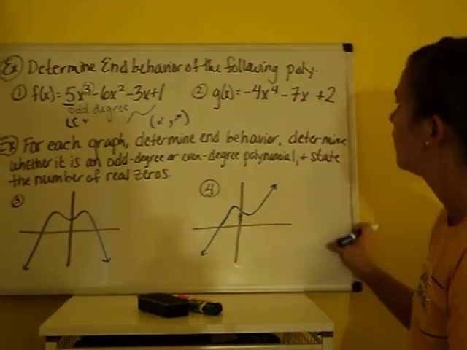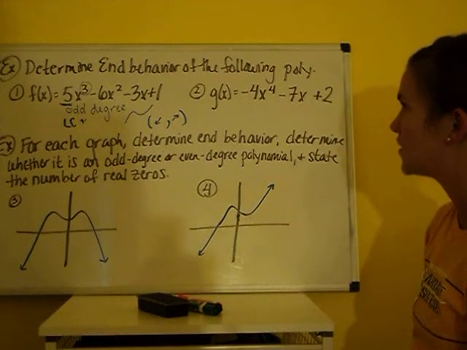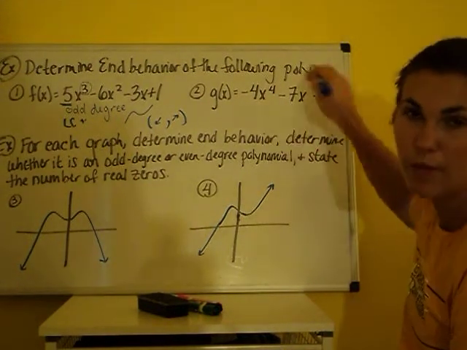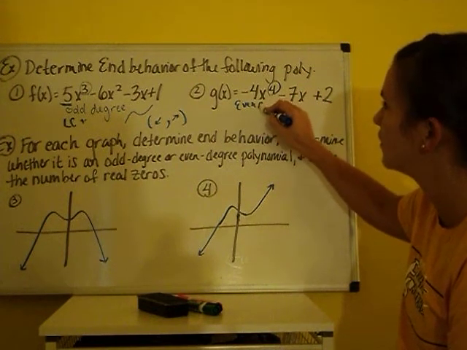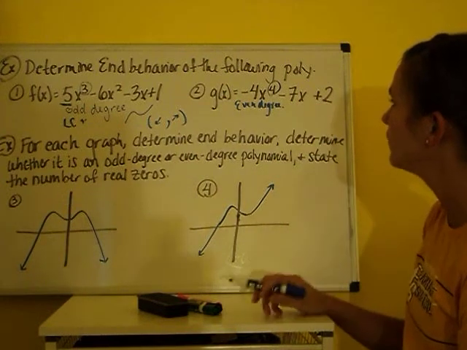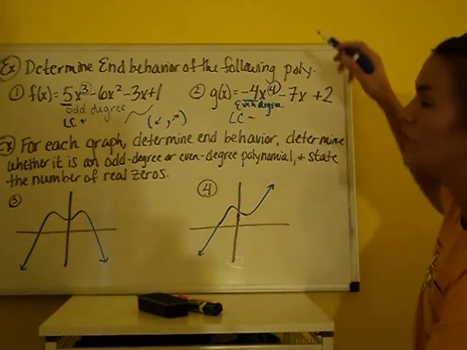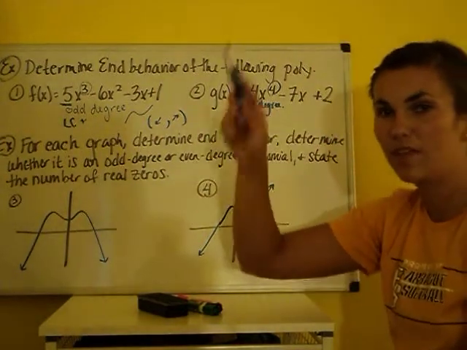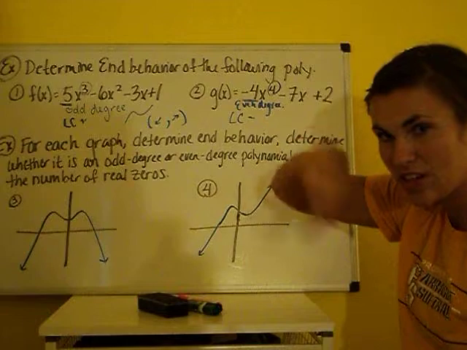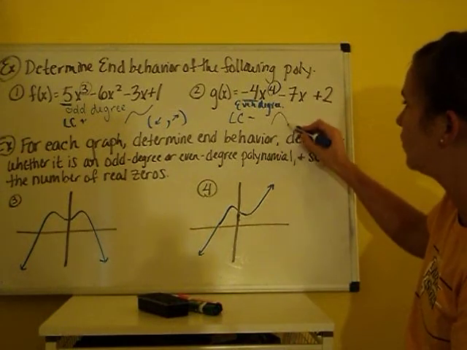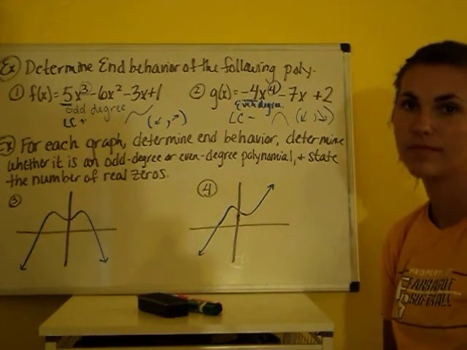Okay? Over here we have g of x equals negative 4x to the fourth minus 7x plus 2. We want to look for the degree of the polynomial, so look for the biggest exponent. Here we have 4, so this is an even degree polynomial. Okay, and our leading coefficient is negative. So when you think of even degree, we think of the quadratic, so we think of that nice U parabola. If our A is negative, that flips it over, so now we get the N, and if we're looking at an N, that means that our end behavior is looking like that. Okay?